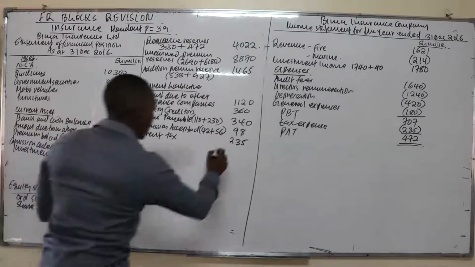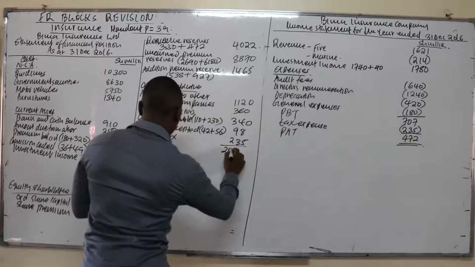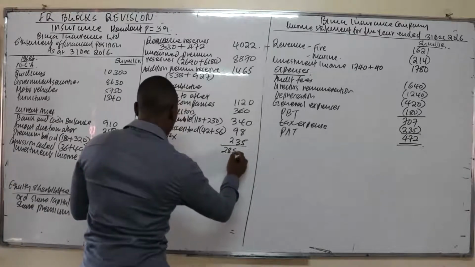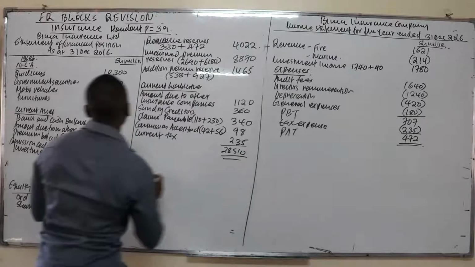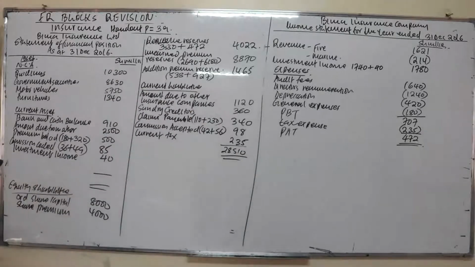So here I'm having 25, 28, 510. Then I'm minus 10, 300, 630, 750, 1340, 910, 500, 500, 85, 40.